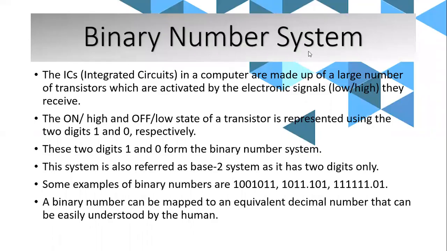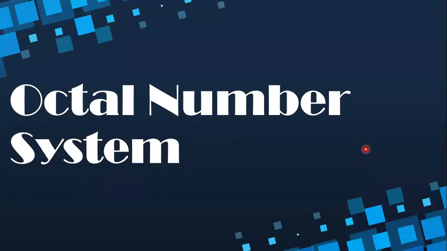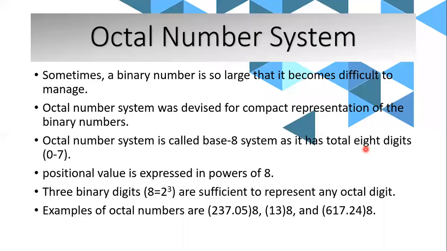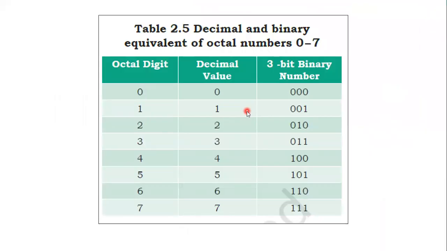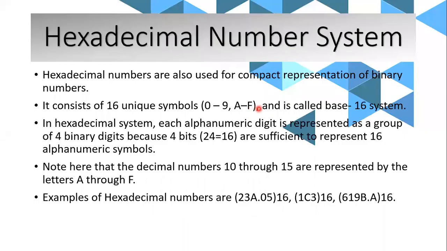Then we learned about the binary number system, which is made of ones and zeros. This was the binary equivalent. We learned about the octal number system, which has the digits from 0 to 7. Hexadecimal number system, which has 0 to 9 and A to F.